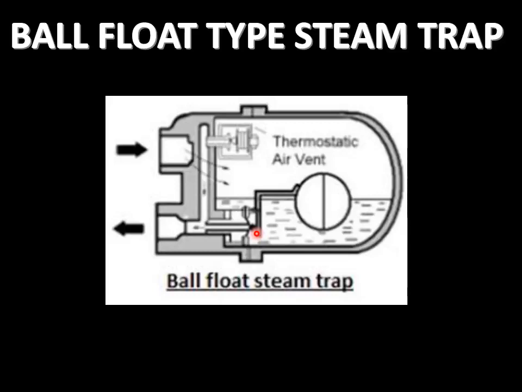When this port is open, the steam condensate begins to move out of the steam trap. Now as the steam condensate begins to move out of the steam trap, the level of steam condensate goes on decreasing. As it begins to decrease, the float also starts moving back to its original position, and the mechanism also gets activated and it gradually closes the steam condensate discharge port.